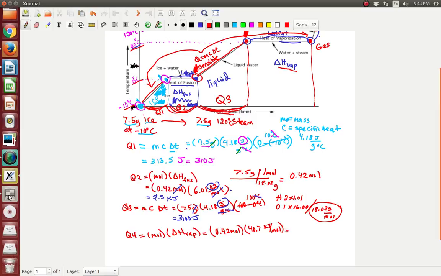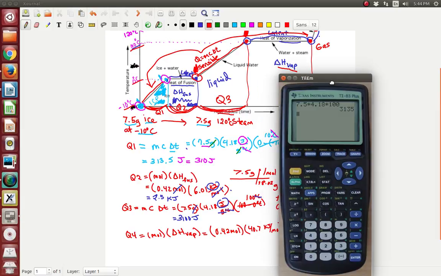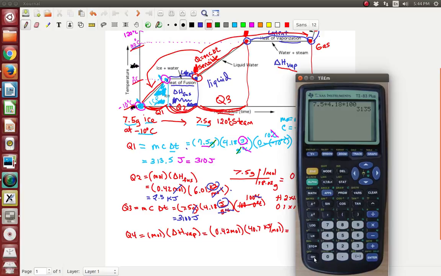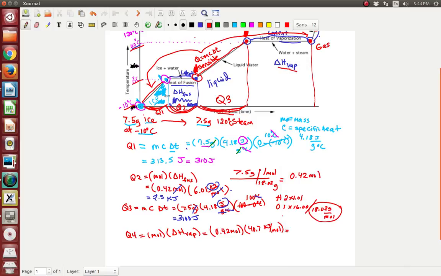Pull up my calculator. Scoot it over again so we can see. Turn it on. All right, 0.42 times 40.7. And this time I get 17. Again, two significant figures, 17 kilojoules. So this is Q4. Here's Q3. Here's Q2, 2.5. And Q1.